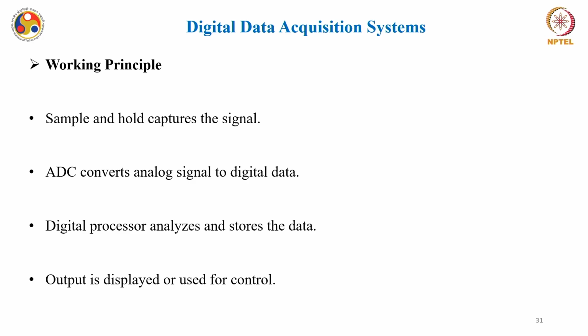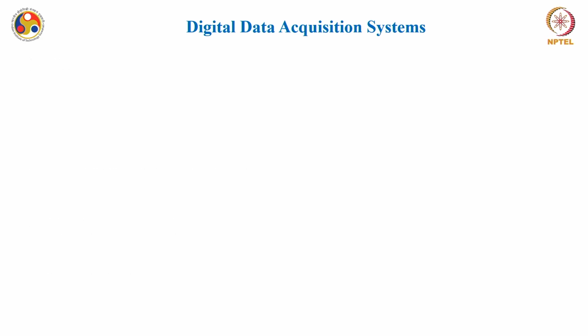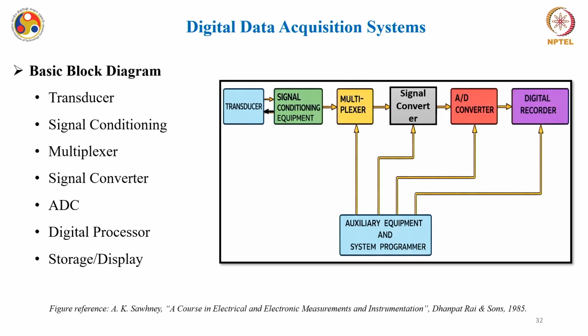Now, you have a digital processor which can help in analyzing the data, and it can help in storage and further processing of the data. Of course, at the same time you can also display the data and use it for whatever purpose you are using it, maybe it is providing you with an active control system.